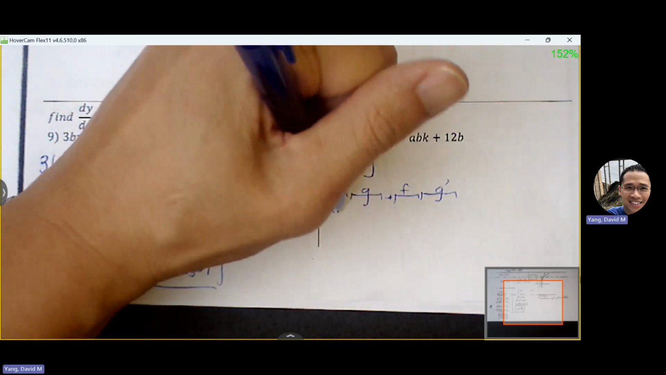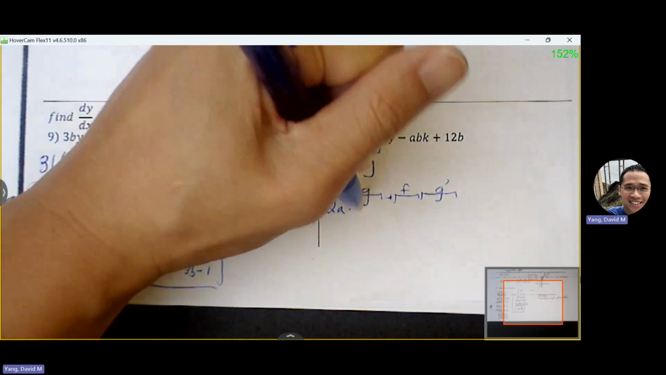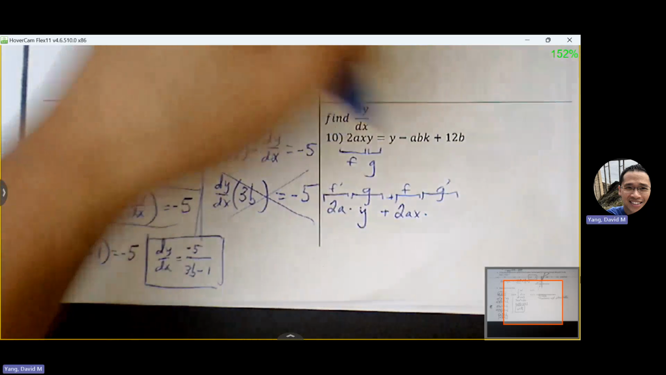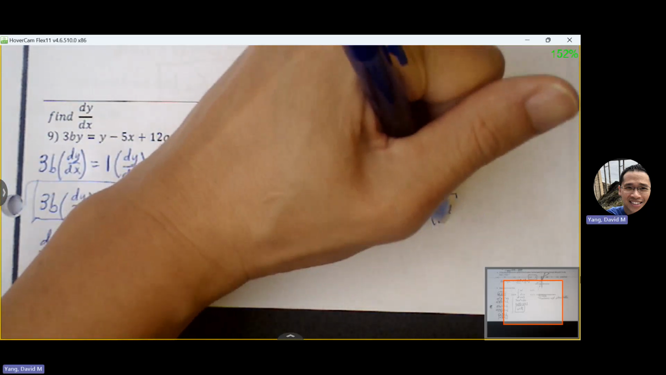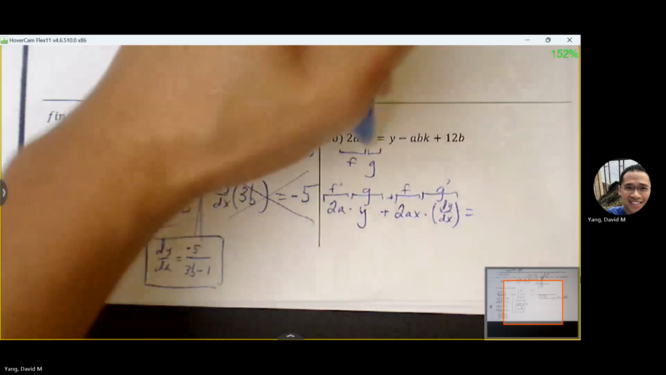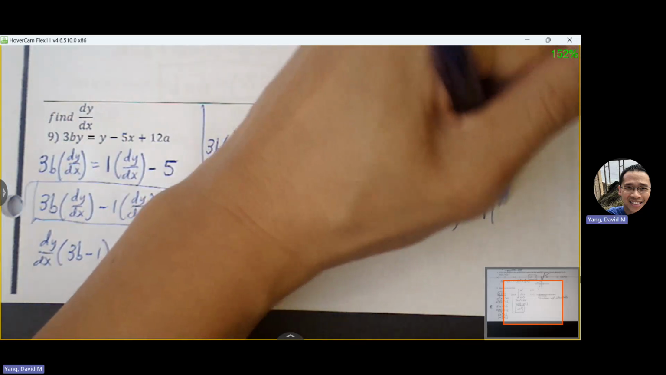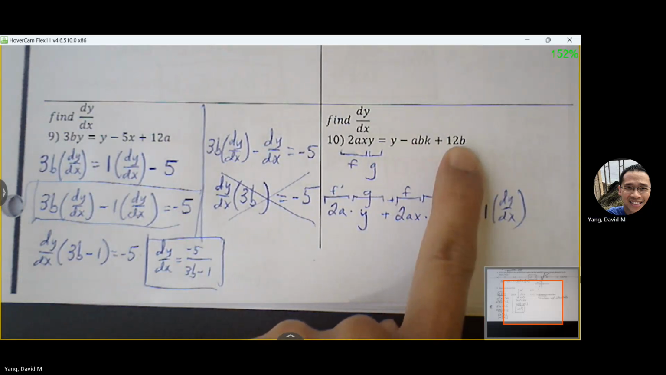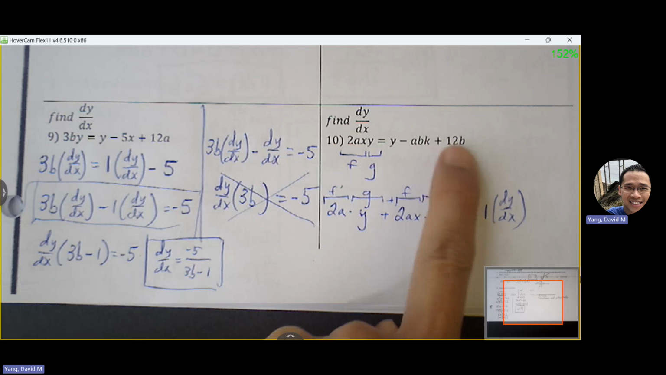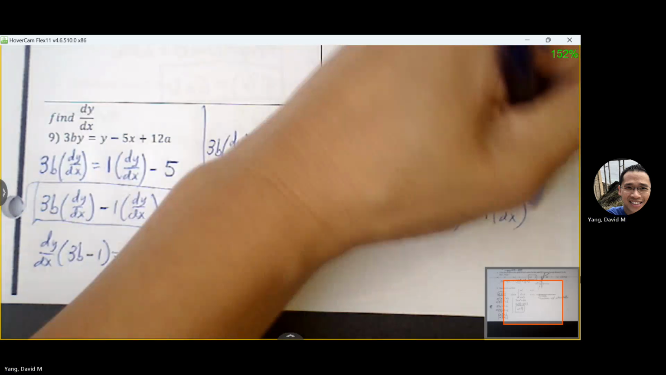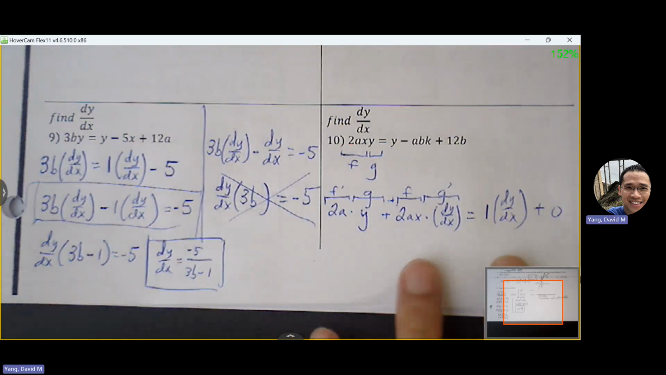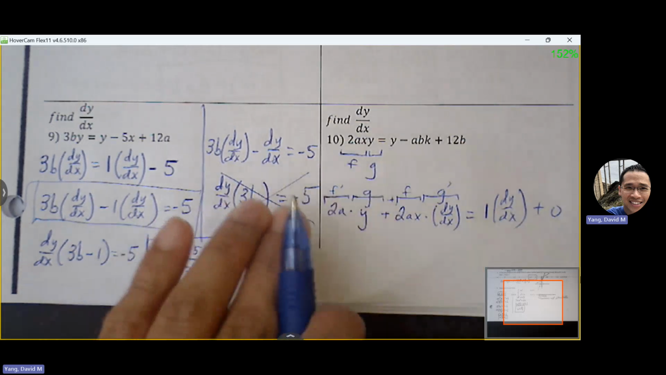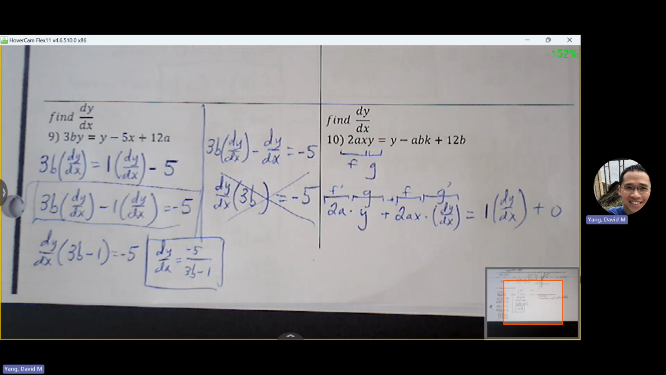2ax becomes 2a. Y is my g. Back to f, 2ax. And g prime is 1 dy dx, or dy dx. Y is 1 dy dx. What about the abk and the 12b? This becomes what? Just 0, yeah. Okay, so we'll collect our dy dx terms on the same side, factor the dy dx out, and then we'll subtract the 2ay over to the other side as well.